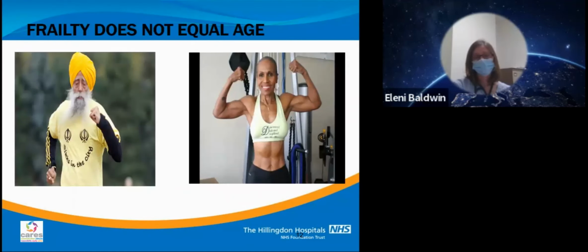I would also say that frailty does not equal age. Again, when we're talking about the proportion of people that are living with frailty, 50% of 85s, but actually the other 50% are not. And I've just put two of my heroes. So we've got Mr. Singh. Mr. Singh is the eldest marathon runner. He was still running marathons aged 100. Which makes me feel a bit bad about myself, but never mind. And then we've got Ernestine Shepherd, the world's oldest bodybuilder, and she's 80 there with a six-pack. So don't always think that age tells you what their prognosis is like.